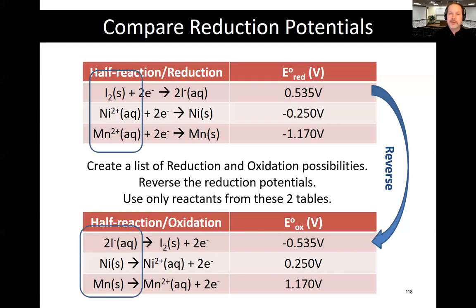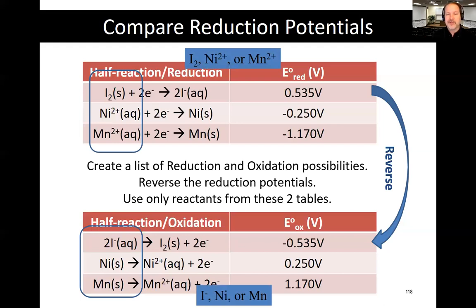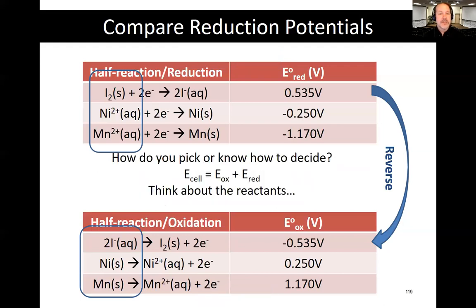So I can only pick from the reactants now when I'm thinking about these things. So that's I2, nickel 2 plus, and manganese 2 plus for my species that can be reduced. My only options for chemical species that can be oxidized are the bottom ones there: iodide, nickel solid, manganese solid. Okay, so how do I decide? I'm going to partner half reactions and put them together so that an oxidation and a reduction reaction together give me a positive E cell.